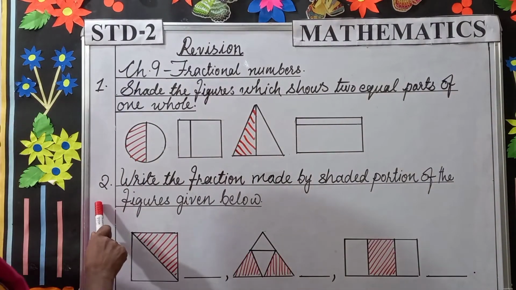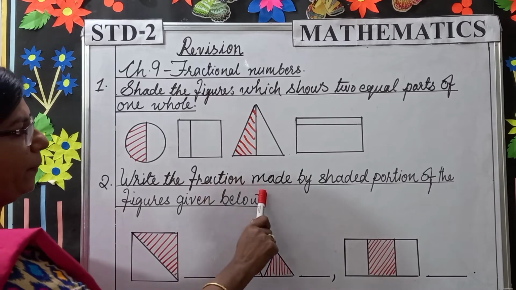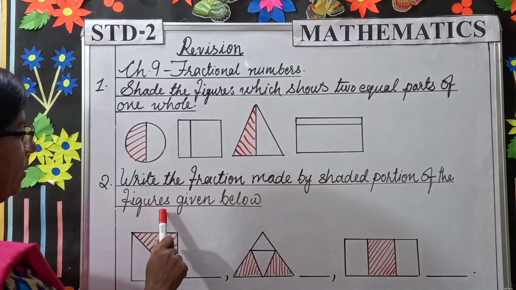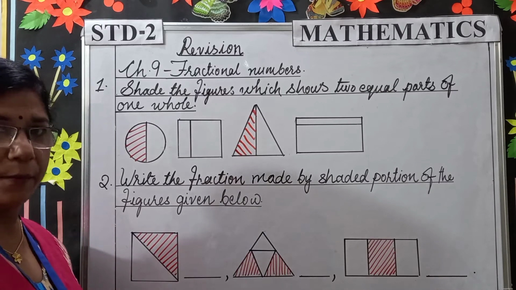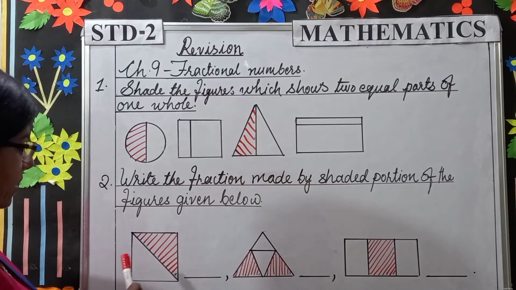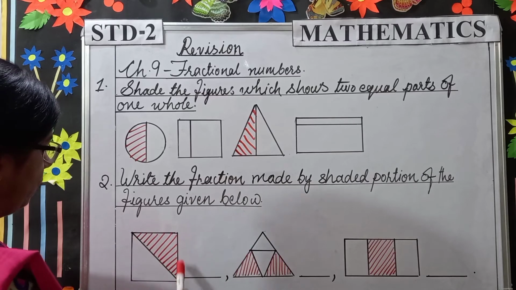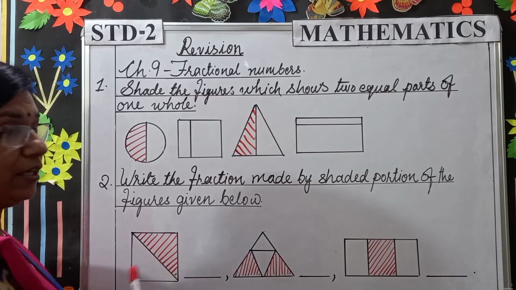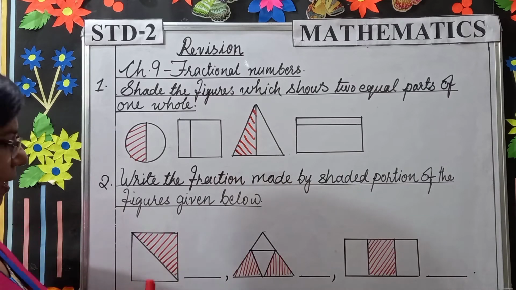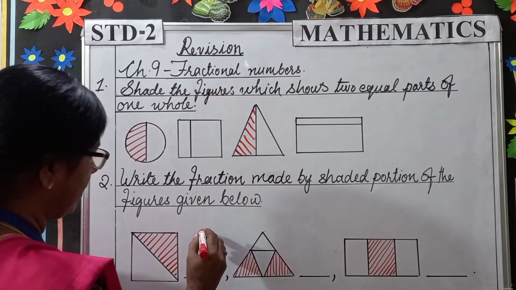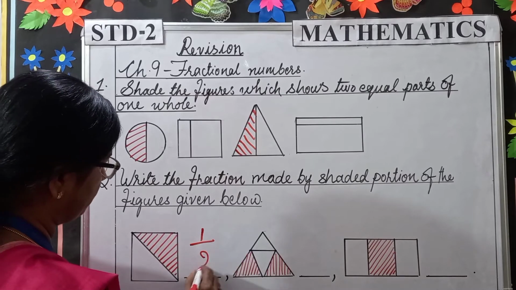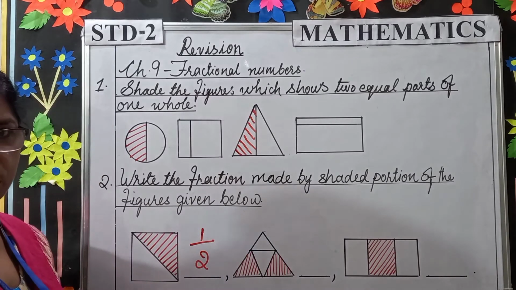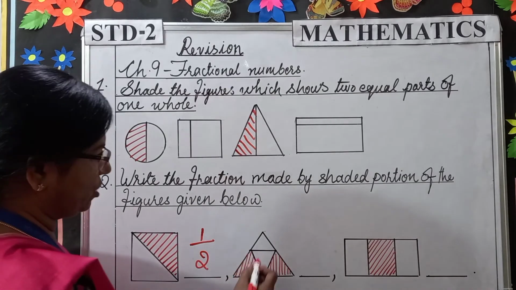The next question, let's see. Write the fraction made by shaded portion of the figures given below. The question is, you have to write the fractional number of the shaded figure. This is one whole. It is divided into 2 equal parts and the shaded part always comes here and the total number of portions comes down. So it will be 1 by 2. Right, children?